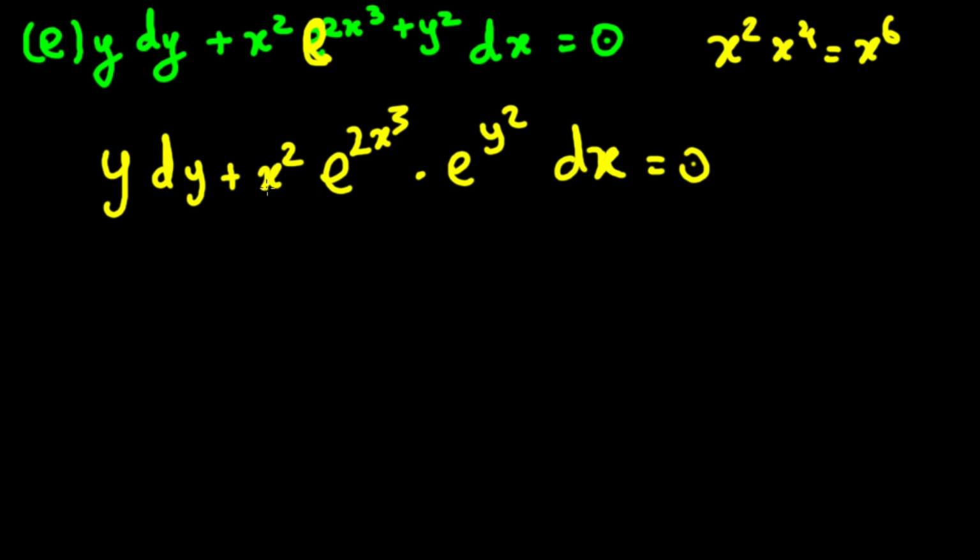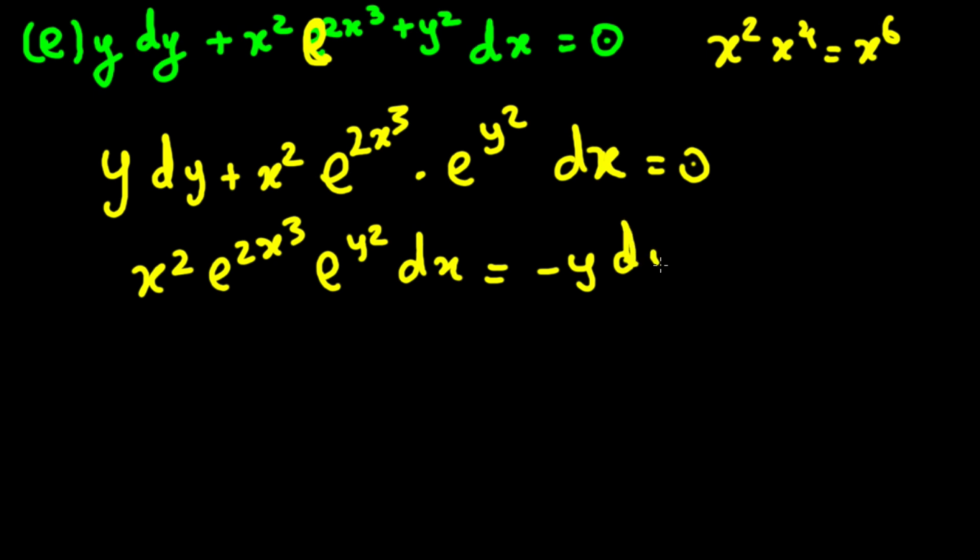So in order to do that, I move this whole thing to the other side, or you can move this one to that side. In that way, that will be much easier. So this is going to be x square e power 2x cube and e power y square dx, and I move this y dy to the other side, so that's going to be negative y dy.